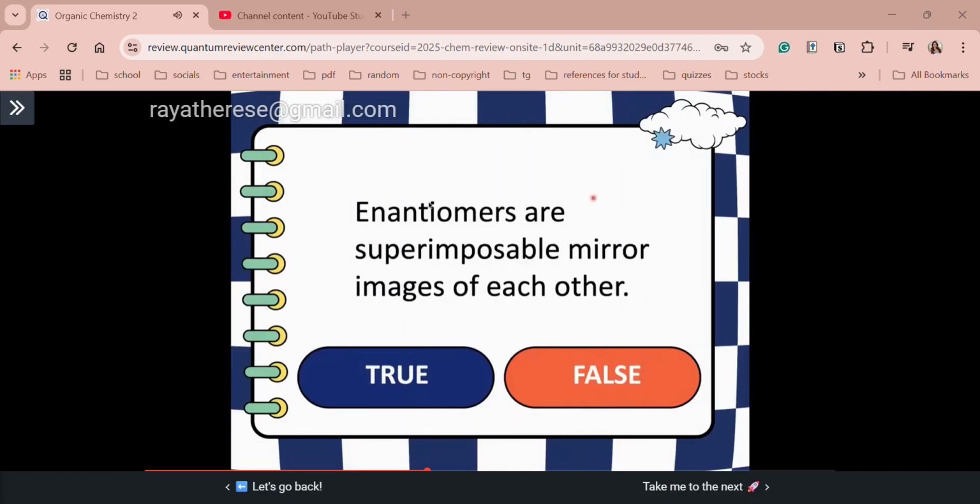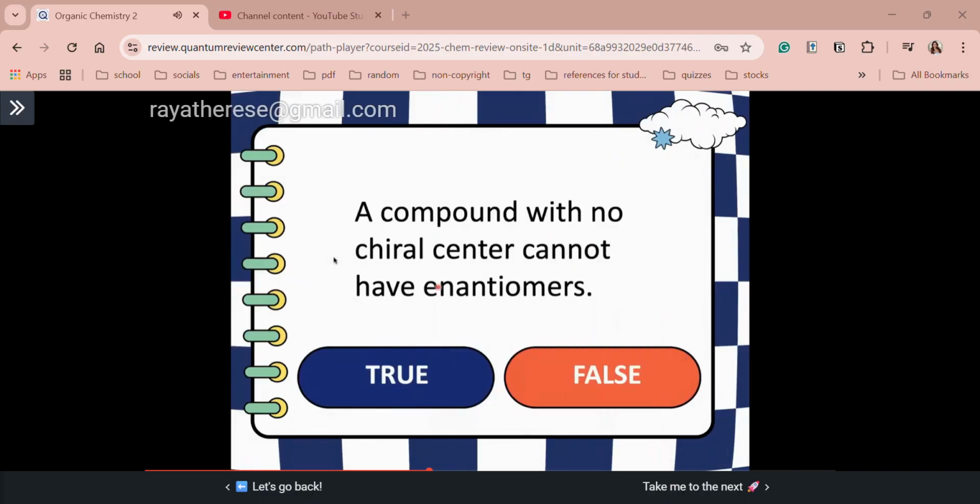Next. Enantiomers are superimposable. Class, again, this is the incorrect statement. Remember, enantiomers are non-superimposable mirror images of each other. So it's a false statement, class, remember. Thirdly, a compound with no chiral center cannot have enantiomers. Yes, sir, because that is a requirement for a compound to be chiral. Correct. This is a true statement because we are required to have a chiral carbon in our structure.